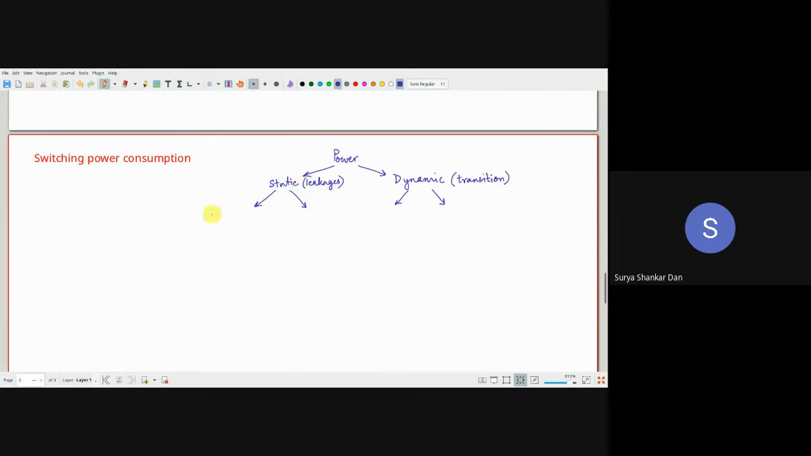So under static leakages comes junction leakages. The other one is a subthreshold. So both of them are leakages. Okay.